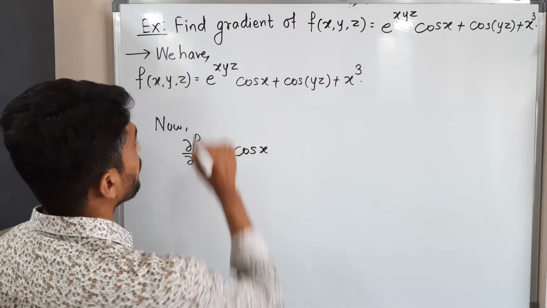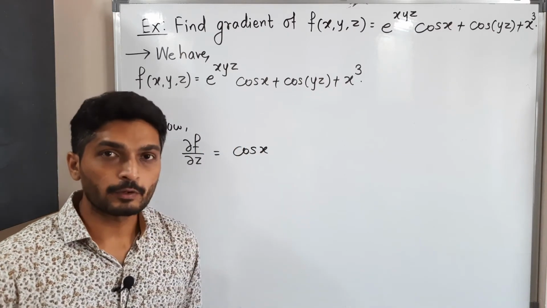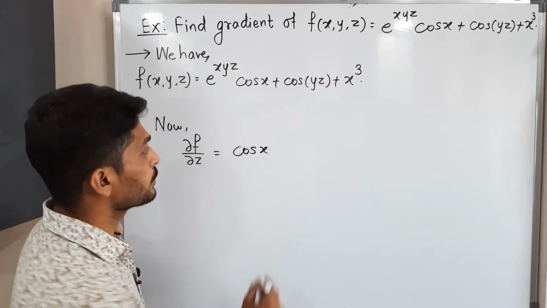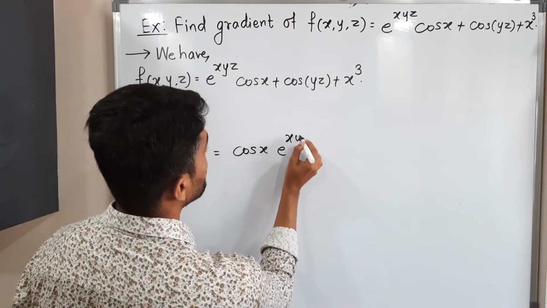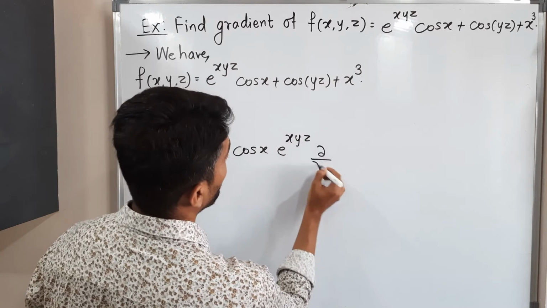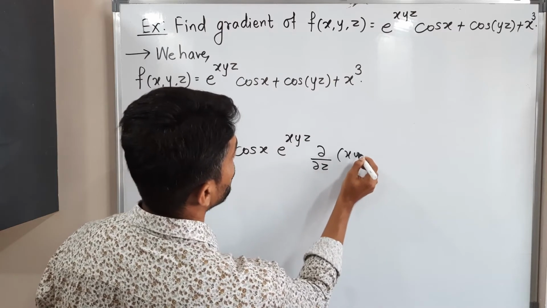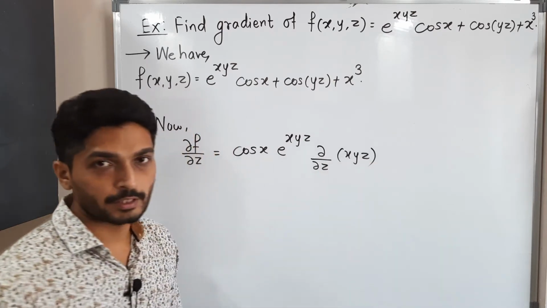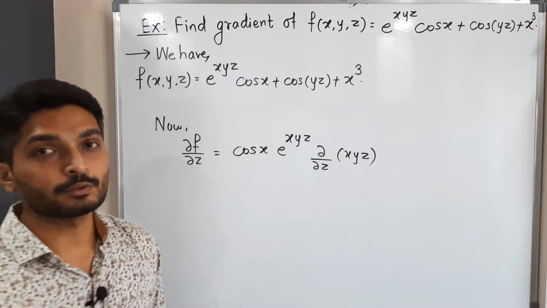We have to find the derivative of e raised to xyz. The derivative of the exponential function is the same, so it is e raised to xyz. But again, we have to take the derivative of this xyz with respect to z. We call it the chain rule.